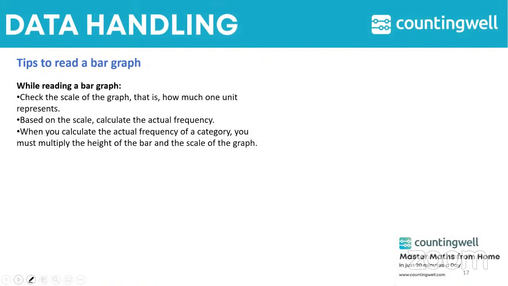Let us see some tips to read a bar graph. While reading a bar graph, you have to check the scale of the graph, that is how much one unit represents. And based on the scale, you have to calculate the original frequency or the actual frequency. So when you calculate the actual frequency of a category, you must multiply the height of the bar and scale of the bar.